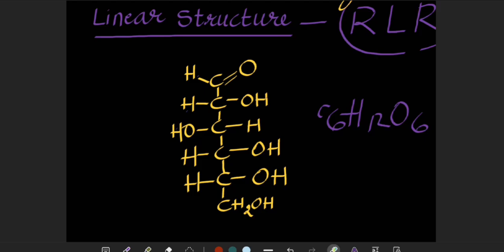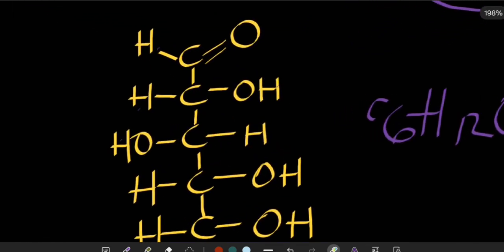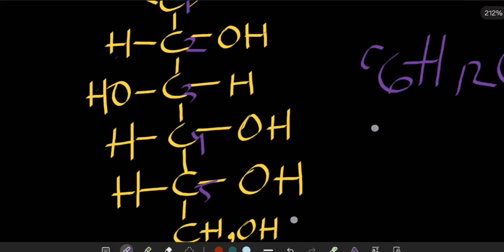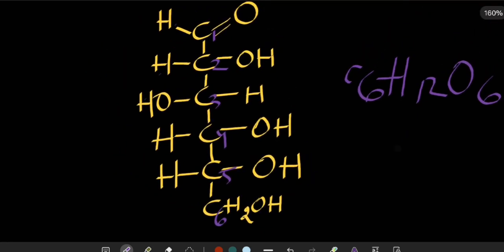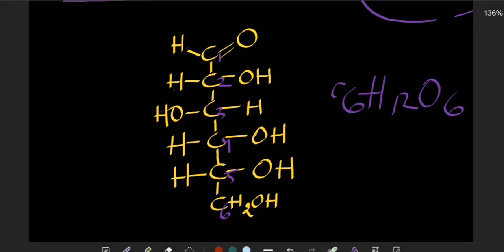Now, how does a ring structure form? We're going to learn about it. For this we need to understand that this is carbon 1, this is carbon 2, we have 3, we have 4, and then at last we have 5, and then we have the 6th carbon. Let us look at these 2 carbons because these 2 are the most important ones, carbon 1 and carbon 5.